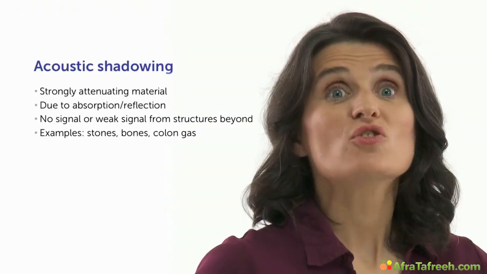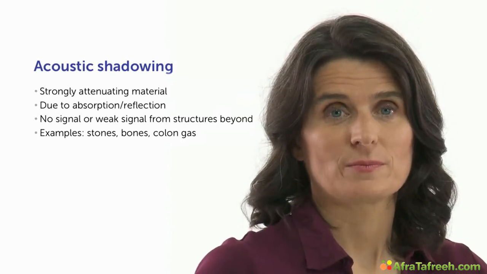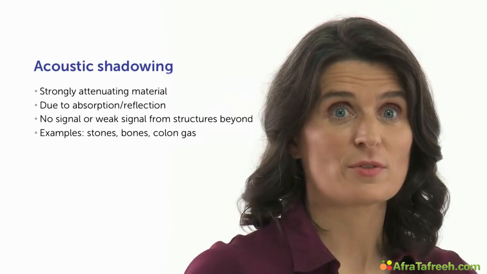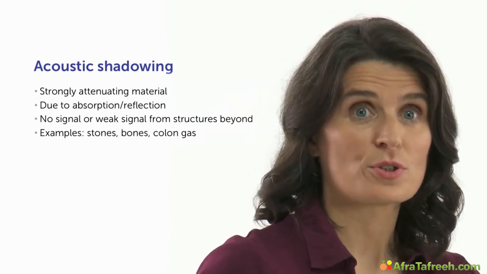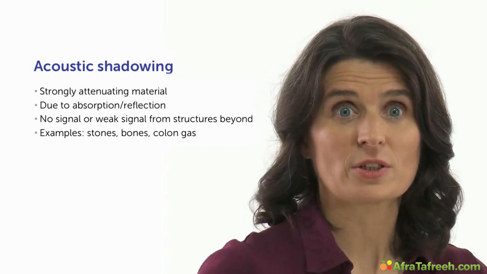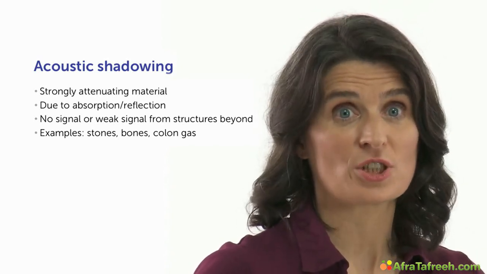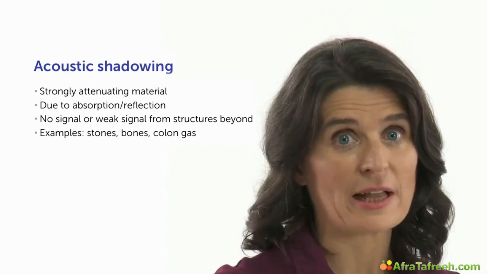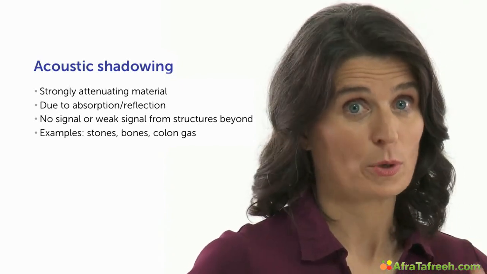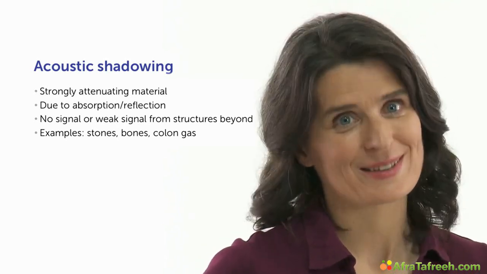In acoustic shadowing, the ultrasound beam encounters a strongly attenuating material, and we get no signal posterior to the structure, which causes the acoustic shadowing. The reason for the weakening of the ultrasound beam is either absorption or reflection. The echoes distal of the attenuating structure are absorbed. Examples for materials that cause acoustic shadowing are calcified materials like gallstones, renal stones, bones, but also air, for example, in the lung and colon gas.